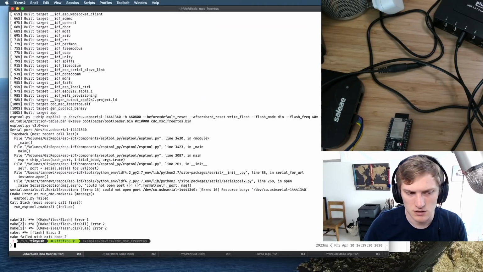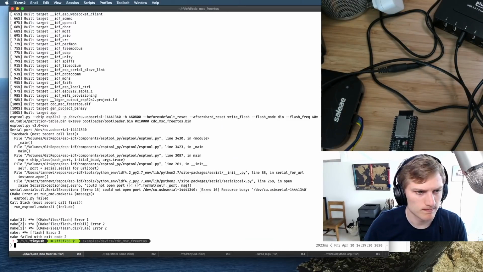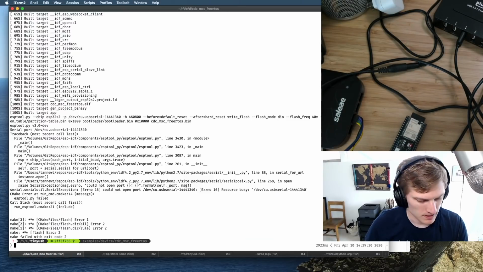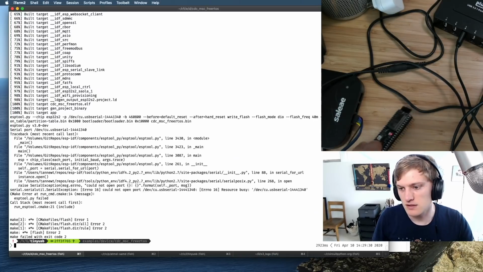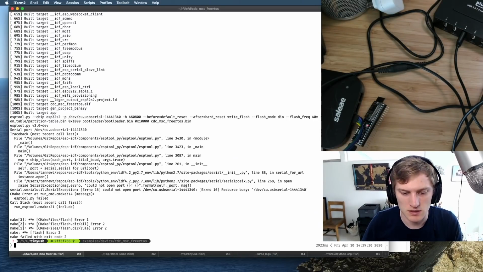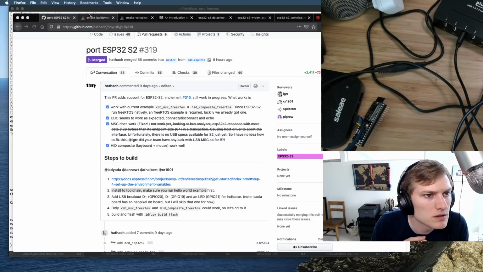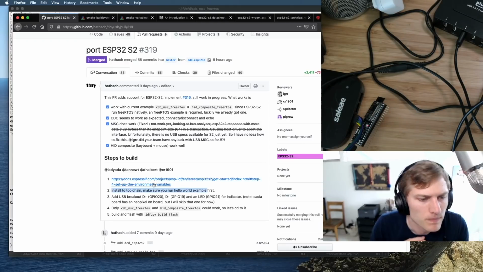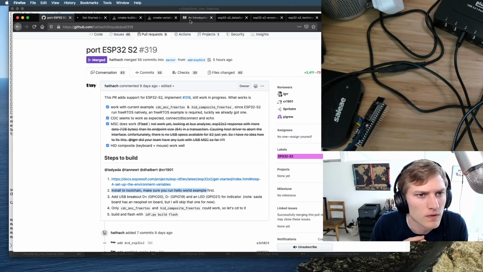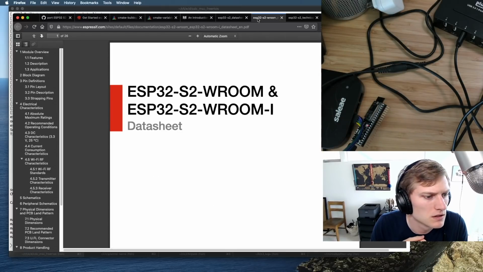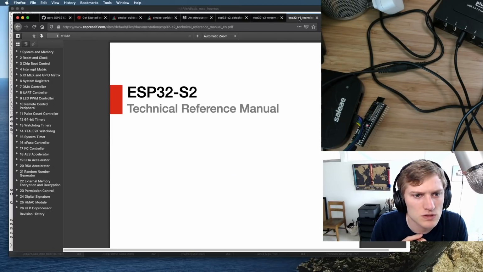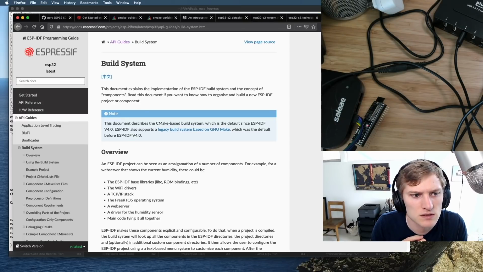Still couldn't work. Do the lights change? Let's see, there's a pretty good getting started doc. Let's see if I have it open in one of these tabs. What is this? CMake, datasheet for the modules, technical reference, how to use the build system.